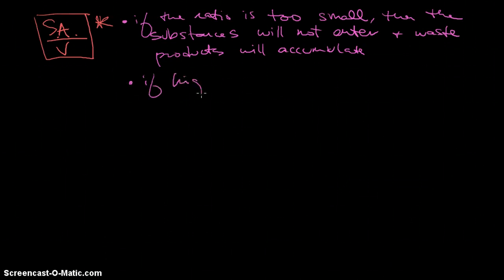If the ratio is high, which means low volume, high surface area, so the high ratio means lots and lots of surface area, but not enough volume, then not many reactions can occur, because there's less space for them to do so on the inside. So there's a little bit of compromise.